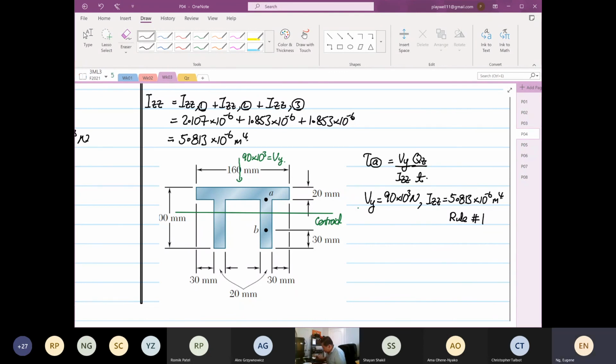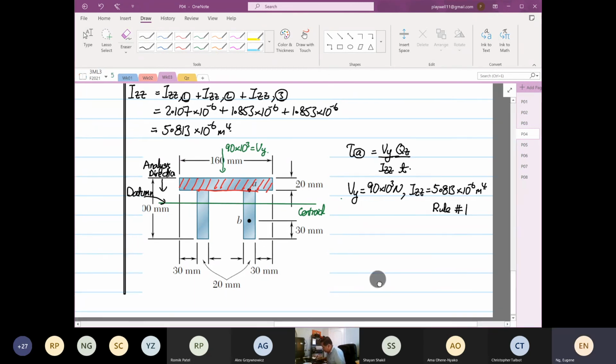Qz, the first one. So point A is there. One of the rules is that this is our geometric datum, here, and our analysis direction is going towards the datum. So this is the area that we're going to take. Now you know how to calculate your Qz.